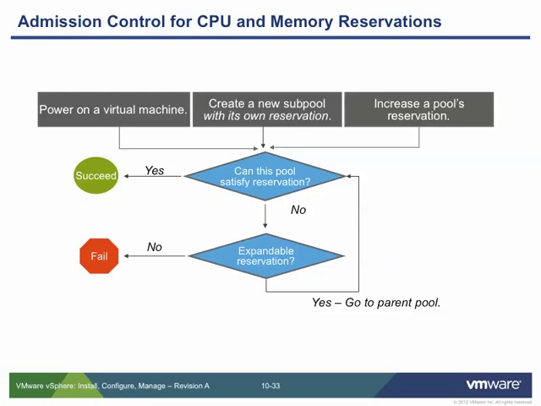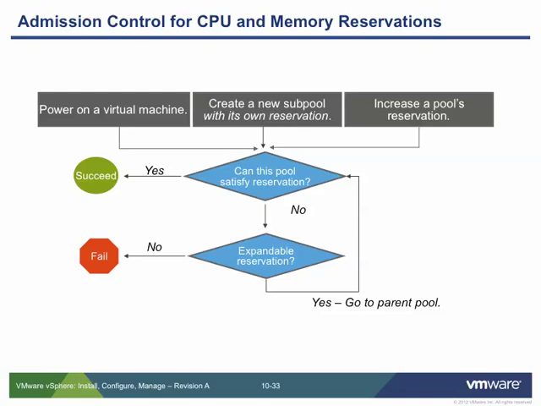And so the first thing that happens is the environment asks itself, can this pool, this parent pool, satisfy this reservation? If yes, then go ahead, power on the virtual machine. Go ahead and create that new subpool it's asking for a particular reservation, or go ahead and increase a pool's reservation, because the parent can handle it. There's enough within its reservations, within its limits to handle this.